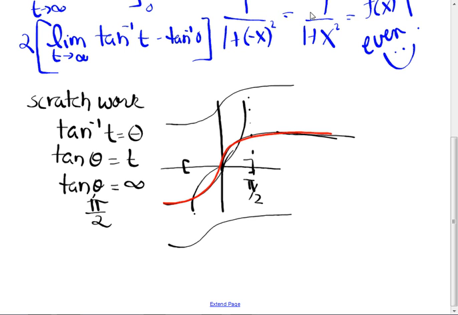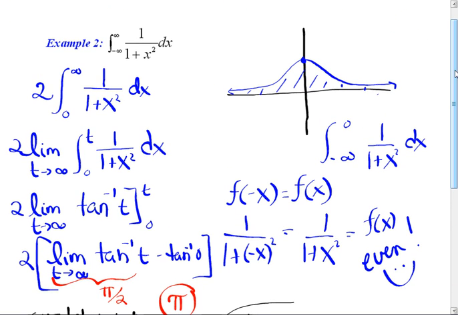Okay, that's pi over 2. We're going to substitute that in there. So in place of this limit is pi over 2, and 2 times pi over 2 gives me a total of pi. That's for the entire thing. It's pi over 2 for the left one, pi over 2 for the right. Let me draw that in there. That's pi over 2, and that's pi over 2.